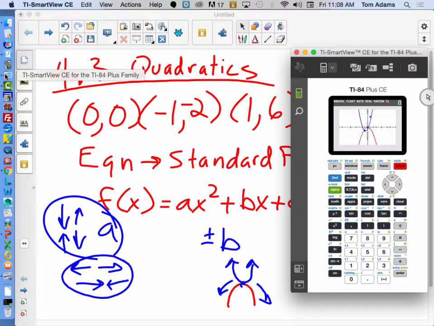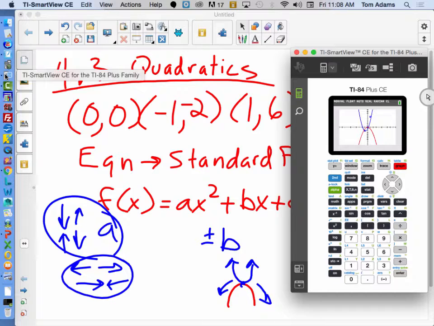Isn't the C value equal to the y-intercept? So wouldn't the y-intercept of that be at 0, 0? Possibly. So shouldn't C be 0? Possibly, yeah. He's correct. While C is the vertical shift, it's also the y-intercept.